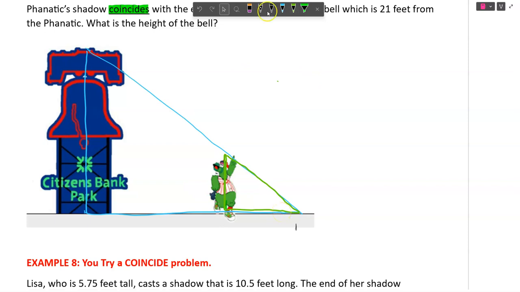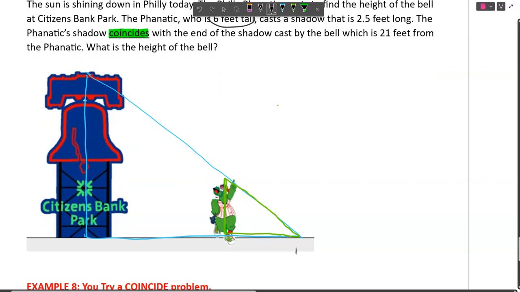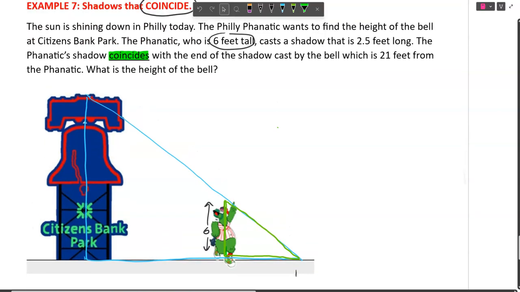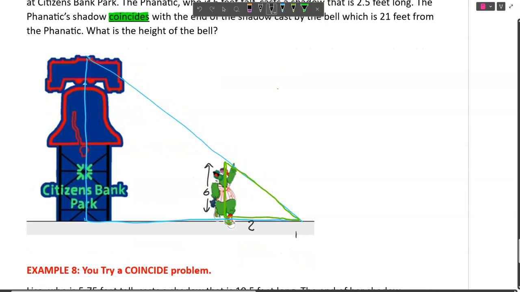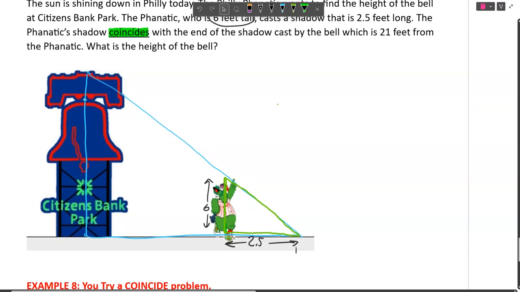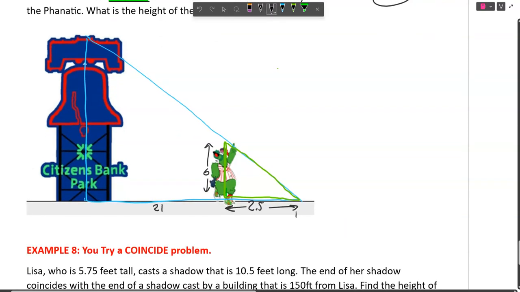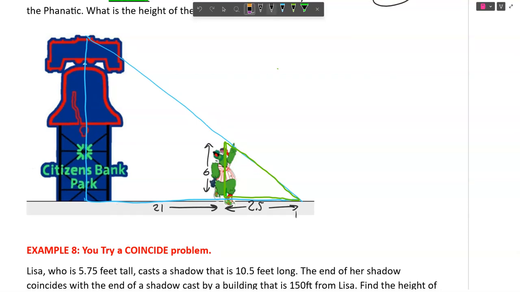Well, let's label the information we have, and then we can separate these triangles into our separate drawings. First thing, the fanatic is 6 feet tall, so the height of the Philly Fanatic will be 6. And they cast a shadow that is 2.5 feet long, so we'll make this distance right here 2.5. The shadow coincides with the end of the shadow. We've already established that. The bell is 21 feet away from the fanatic. So the fanatic is exactly 21 feet from the bottom of the bell at Citizens Bank Park, and I'll extend that to go to the center of the bell. So what we have there is that information, and we're trying to find the height of the bell here.